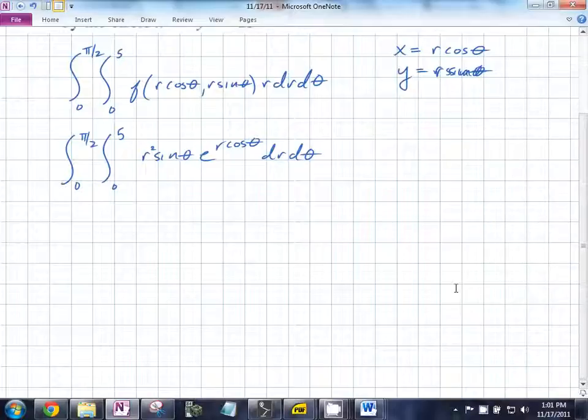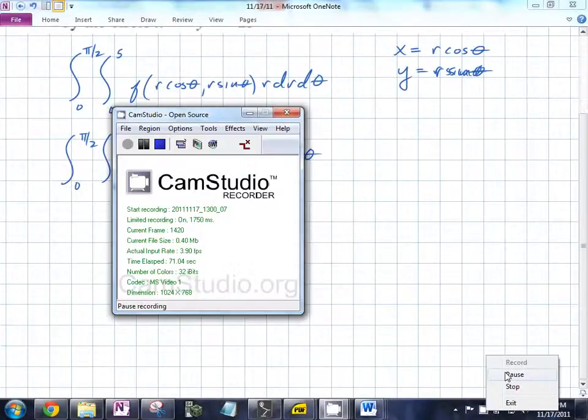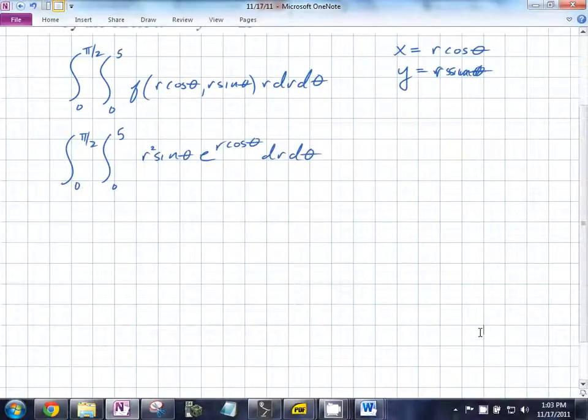Okay, so if we're not going to use tabular, we need to integrate with respect to r. What would be the easiest way to do that? Parts. Is it by parts? Is that the easiest way to do it? No, do that as long as you switch the order. That's a really cool observation. So you're saying do this instead?